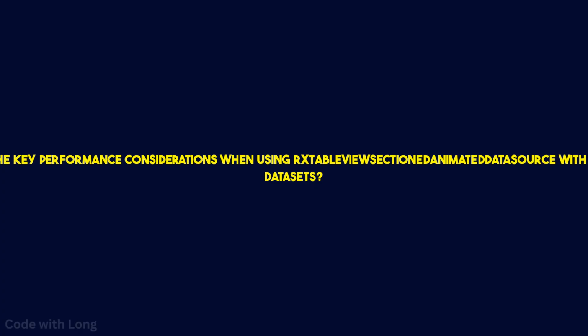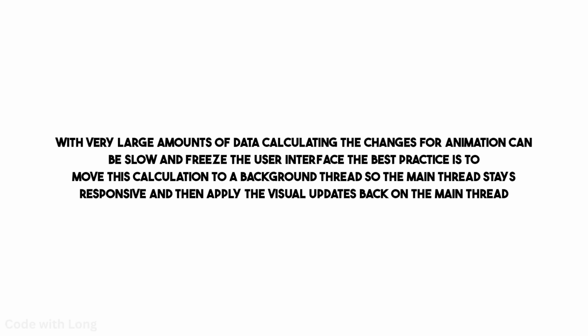What are the key performance considerations when using RX TableView section animated data source with very large datasets? With very large amounts of data, calculating the changes for animation can be slow and freeze the user interface. The best practice is to move this calculation to a background thread, so the main thread stays responsive, and then apply the visual updates back on the main thread.